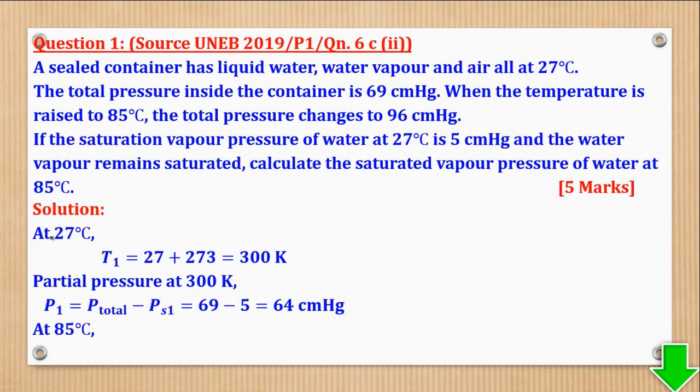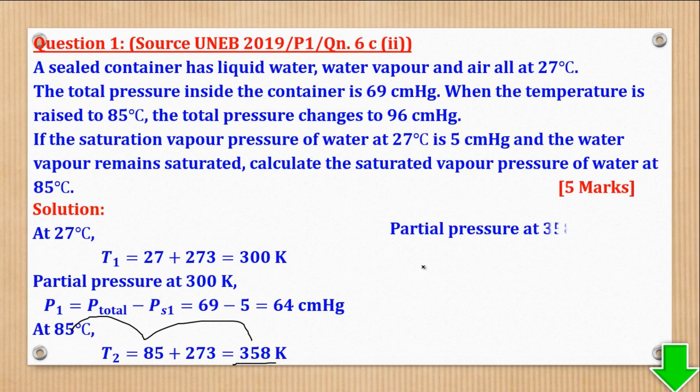That is at 27 degrees Celsius. What about at 85? At 85, we shall convert the 85 to Kelvin to give you 358 Kelvin. Then the partial pressure at that temperature is given by total pressure minus saturated vapor pressure at that point.